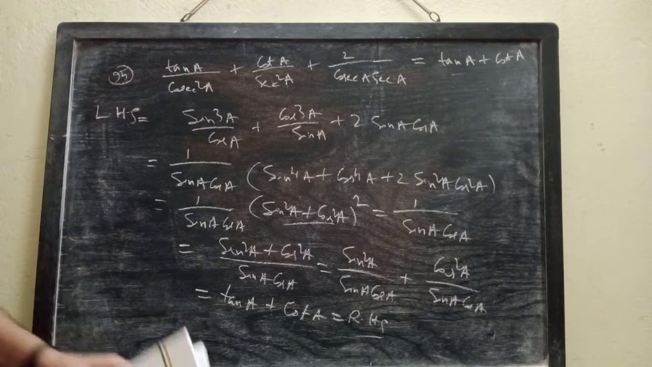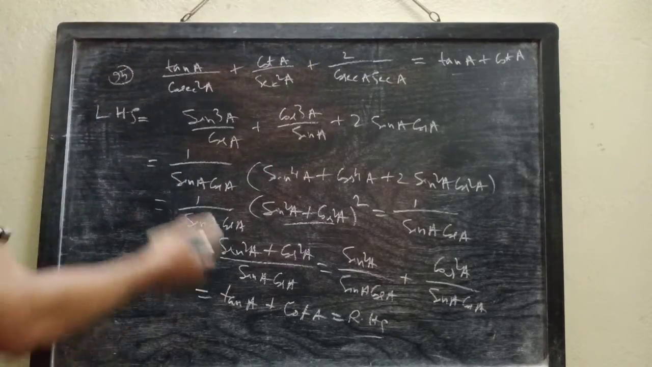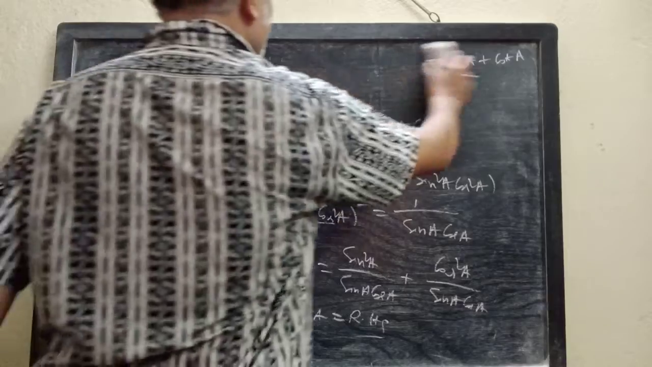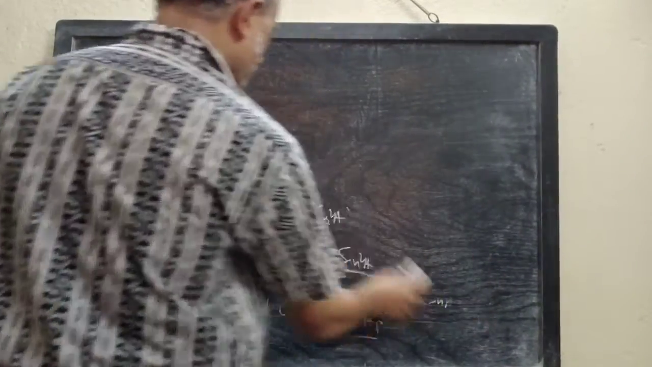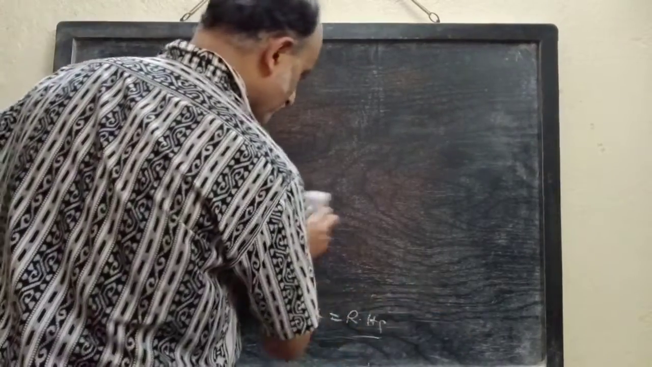Then go to 96. One plus cot A plus tan A.